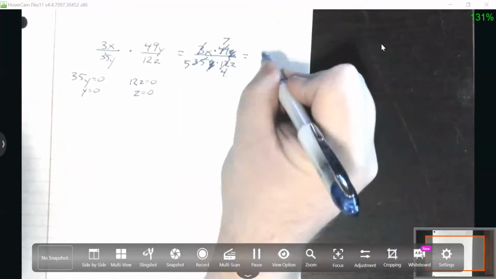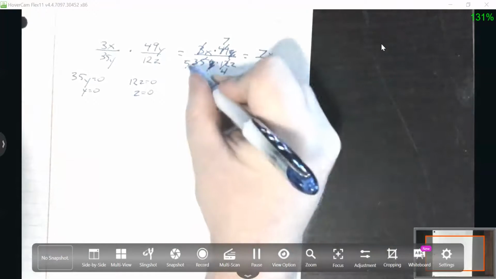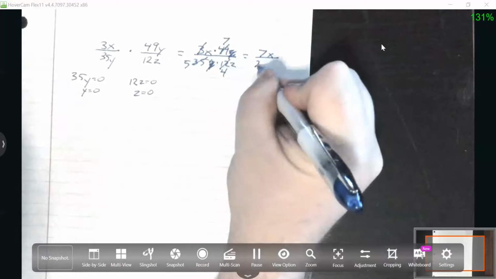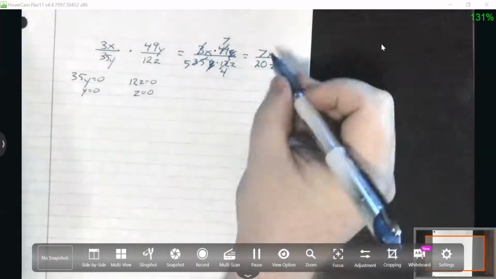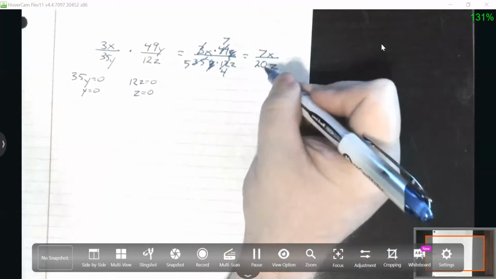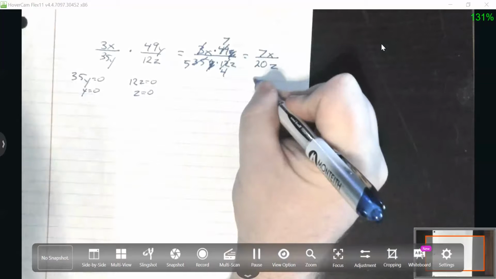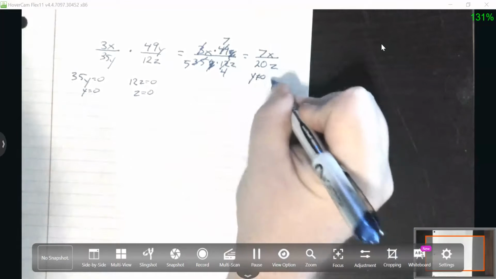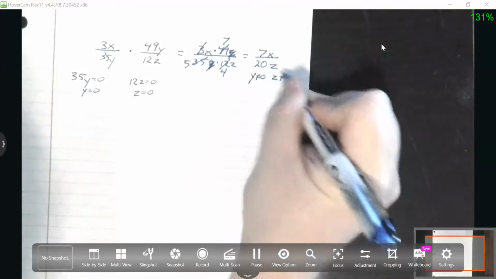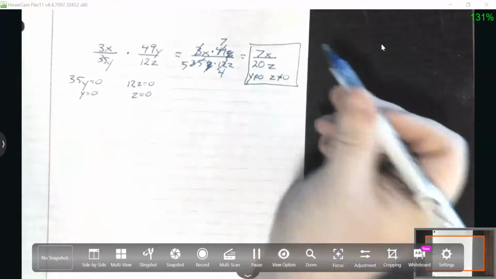So after we do that, it looks like we'd have a 7x on top. On bottom, we'd have a 5 times 4, which is 20z. So our answer would be 7x divided by 20z. But y cannot be 0, and z cannot be 0. So that would be my answer.